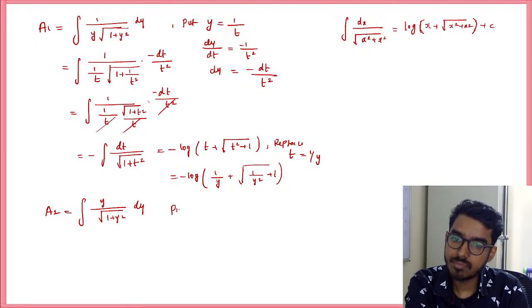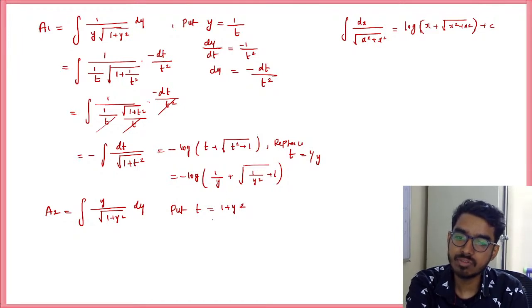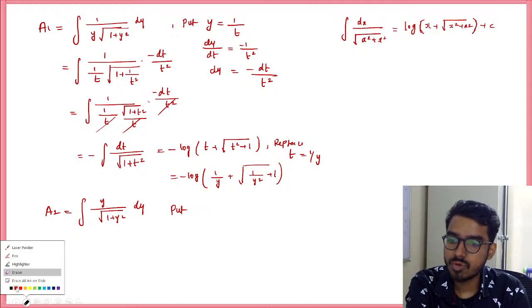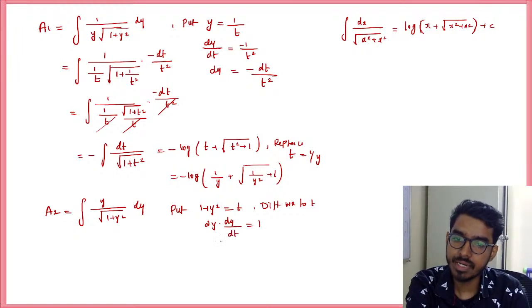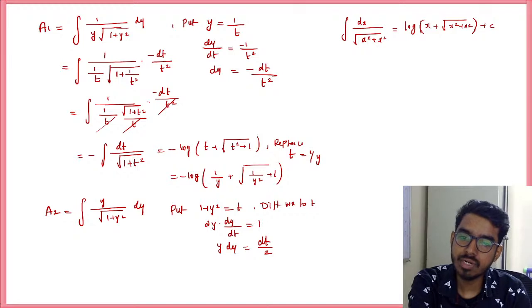Okay, let's put t is equal to 1 plus y square. So put t is equal to 1 plus y square, or 1 plus y square to be equal to t. Now what about dy by dt? Differentiate with respect to t. So we will have 2y dy by dt is equal to 1, right? So we have y dy to be equal to dt by 2. So y dy is equal to dt by 2.